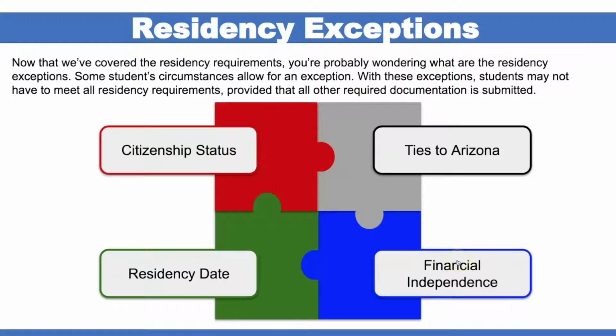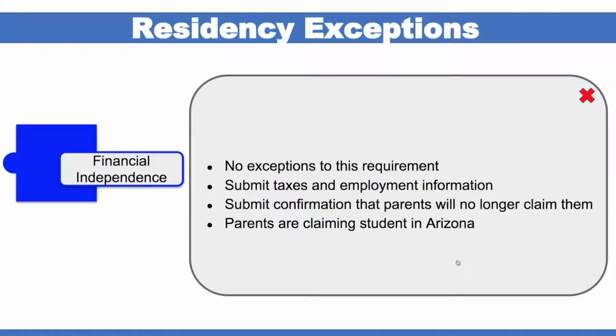Lastly, financial independence. Students who are claimed by their parents in other states are generally not eligible for in-state tuition. However, students may submit additional documentation during the residency appeal process to verify that they are independent. This may include their taxes, employment verification, or other forms which demonstrate that their parents are no longer supporting them. In some cases, students may show that their parents are now claiming them in Arizona to fulfill this requirement.